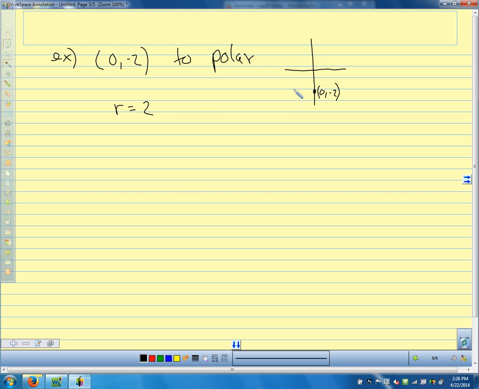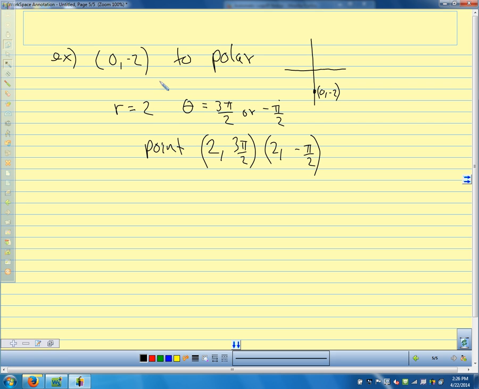On the negative y-axis, what is theta? Negative pi halves, or 3 pi over 2? So we could say negative pi halves. Either one of those will work. So we could say our point is (2, 3 pi over 2). We could also say (2, negative pi over 2). Either one of those would work. And we have other ways that we could write it as well. So that one was easy.